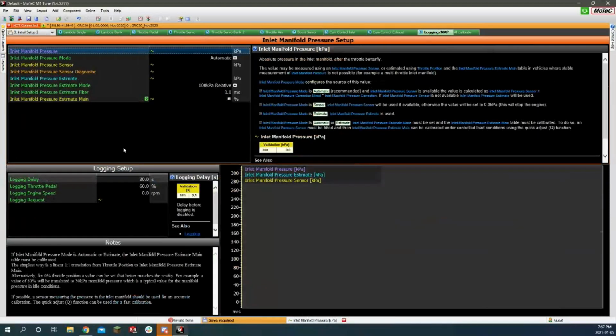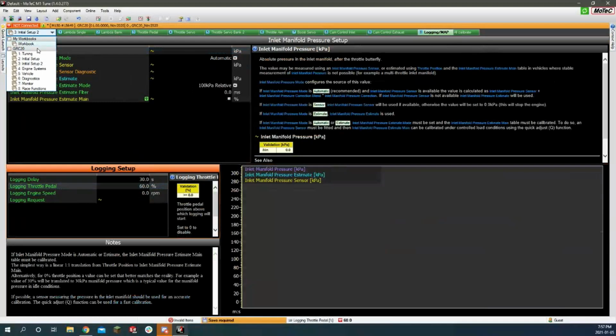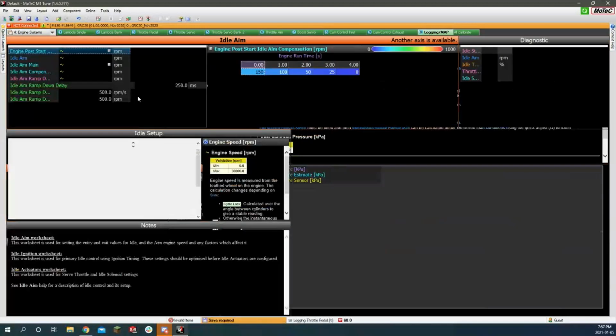This is the MAP setup. The MAP sensor measures the pressure in the intake manifold, how much air is going into the engine. Just some logging stuff. Again, not terribly interesting. It's stuff you make sure is right when you set up the engine, but not interesting enough for a presentation.